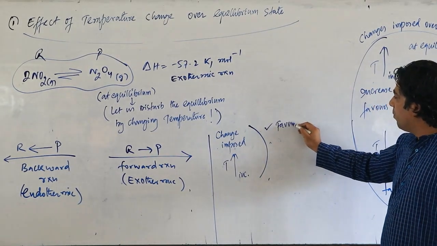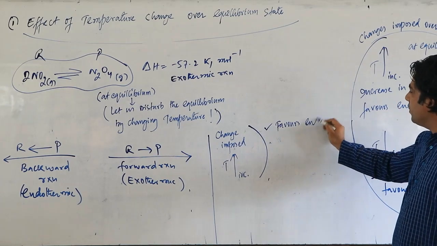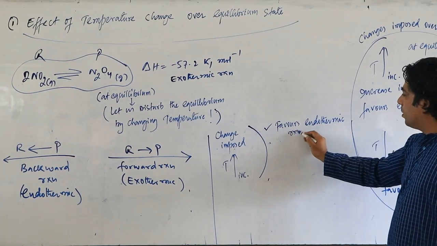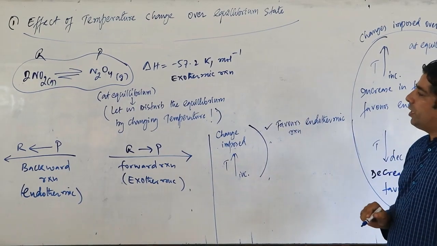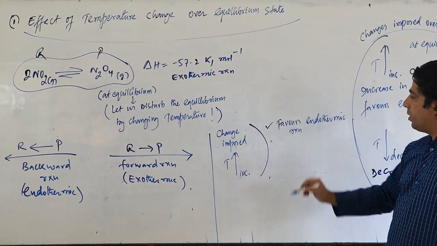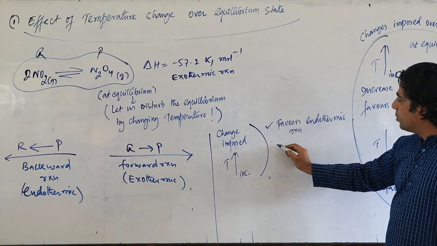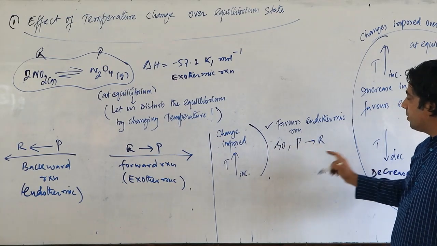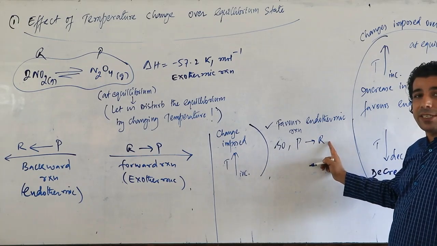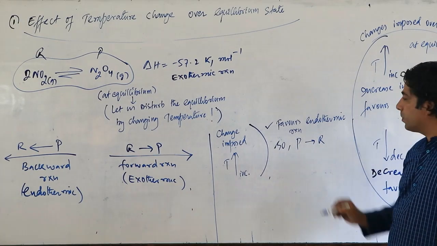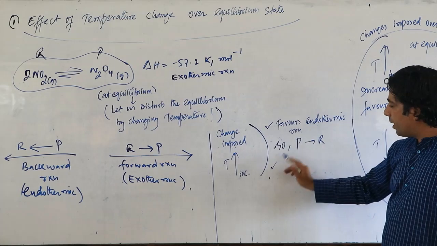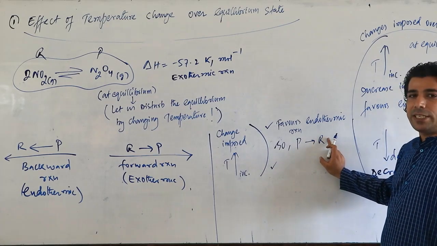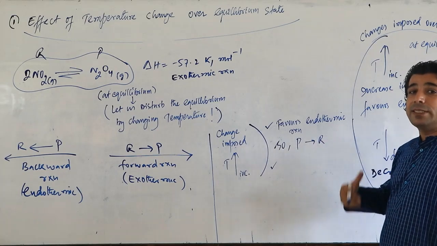It favors the endothermic reaction. And what is the endothermic reaction? Forward reaction or backward reaction? Backward reaction. Okay. So products will change into reactants. Reactant will not change into product. Correct? So after that, what will happen, my dear friends? Product will keep on changing into the reactant till equilibrium is regained.